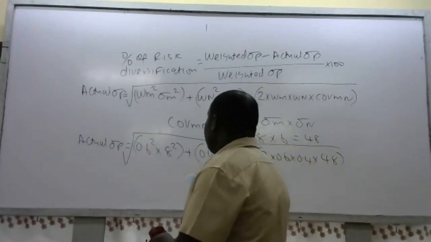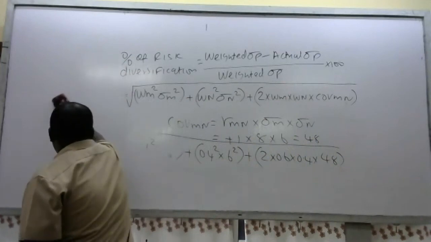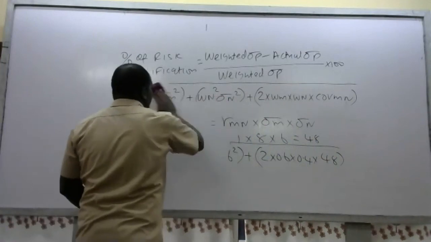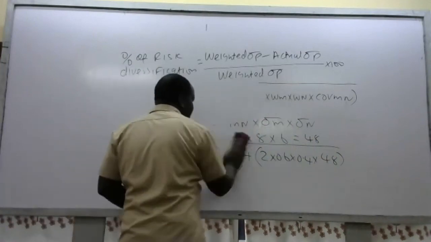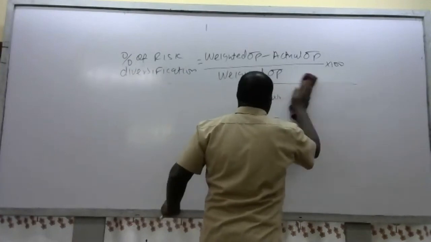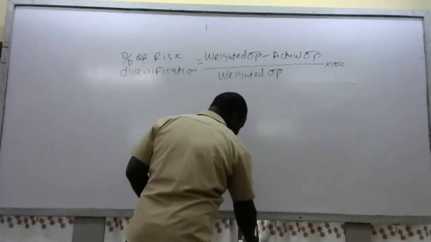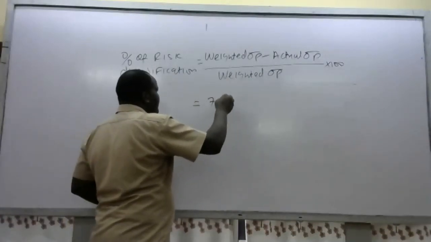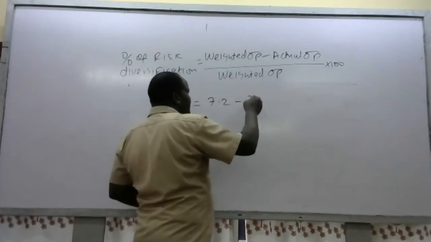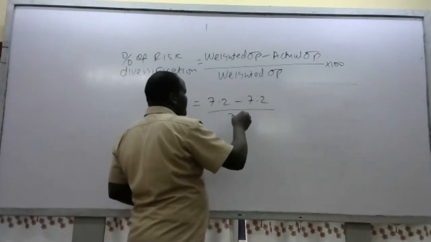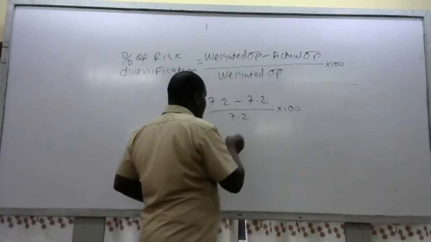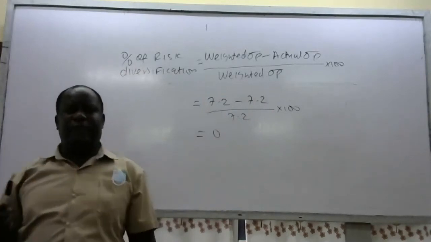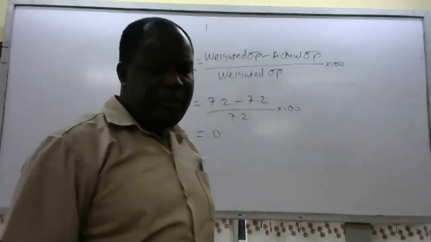So now to get the percentage of the risk minimization, the weighted is 7.2. Also the actual is 7.2. You divide by 7.2, then you show it as a percentage. It will obviously give you a 0.